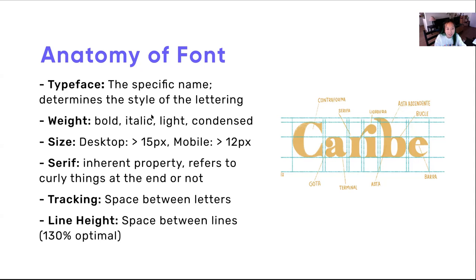The weight is just how bold the font is. So when you want to create emphasis, you want to have a higher weight. And weight is denoted in CSS by numbers, multiples of 100. So for example, an 800 weight font is bolder than a 500 weight font.